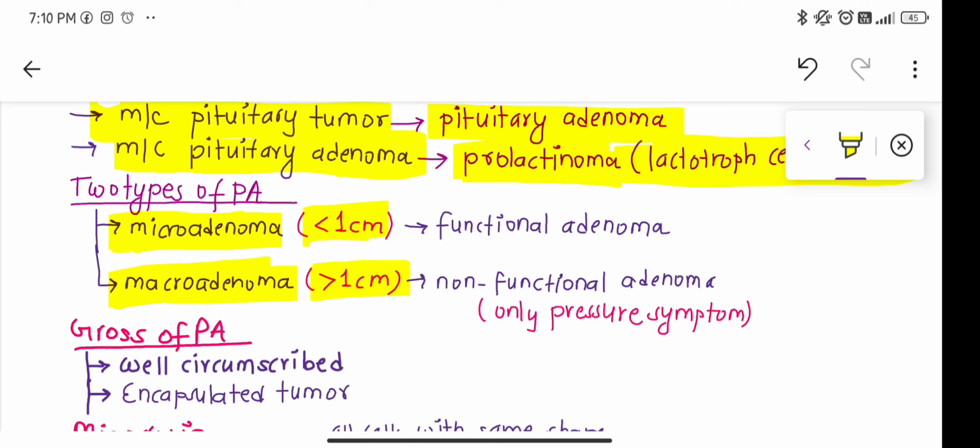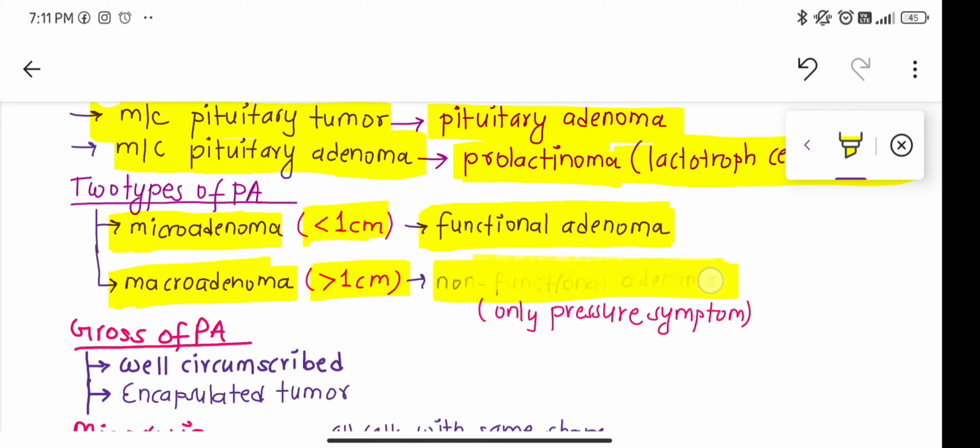Now, microadenoma is most often a functional type of adenoma, meaning it produces hormones in excessive amounts. But macroadenoma is usually a non-functional adenoma, meaning no clinical features are seen due to an increase in hormone levels, but the clinical features are seen due to pressure on the tissue surrounding the tumor.